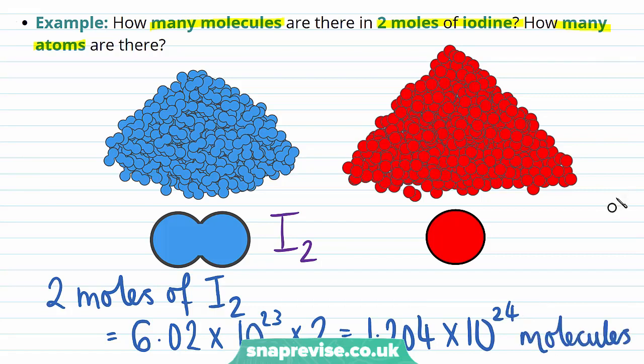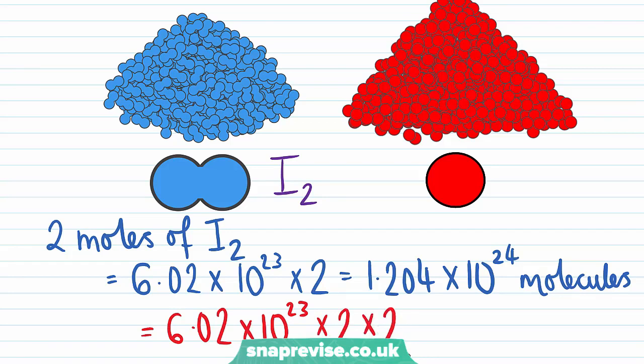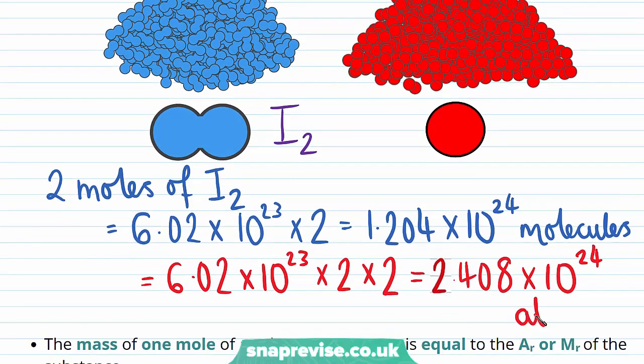The second part of this question asks us how many atoms are there. To do this question, we need to realise that each molecule of iodine corresponds to 2 atoms. Therefore, the total number of atoms within 2 moles of iodine is going to be double the number of molecules. So it's going to be 6.02 times 10 to the 23 for the number of particles in 1 mole, multiplied by 2 because we're thinking about 2 moles, and multiplied by 2 again because each molecule contains 2 atoms. This gives us 2.408 times 10 to the 24, and this time we're talking about atoms.